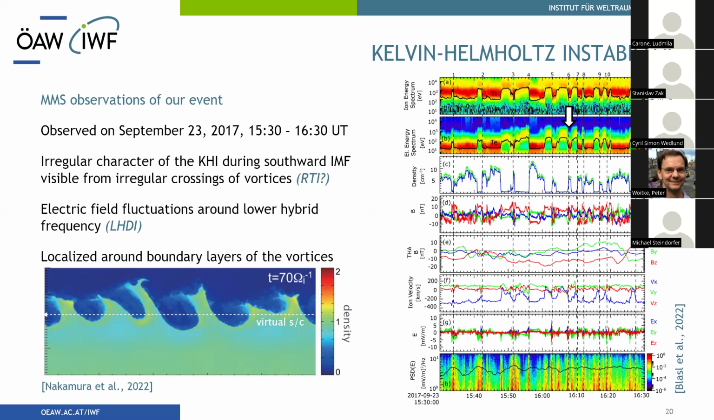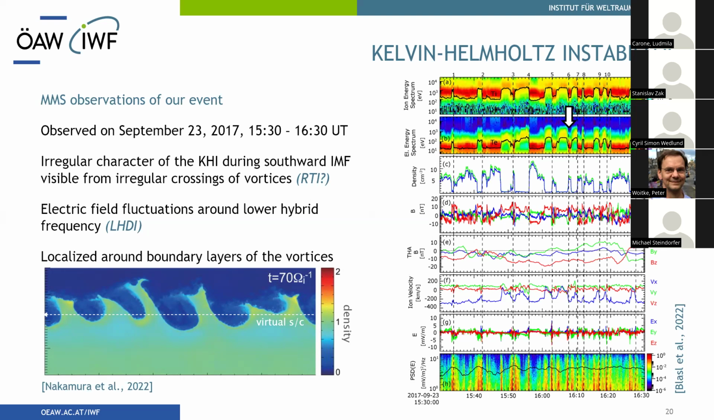So on the right-hand side, you see a lot of panels, which I will explain to you in a lot of detail, what we need from them. But so this MMS event was observed on September 23rd, 2017, and you see 1 hour of spacecraft data. And the first point that we can again look at is the Rayleigh-Taylor instability. We see it in the data.